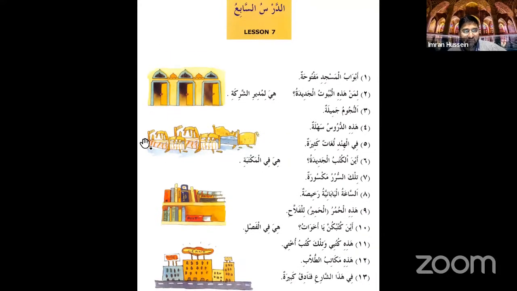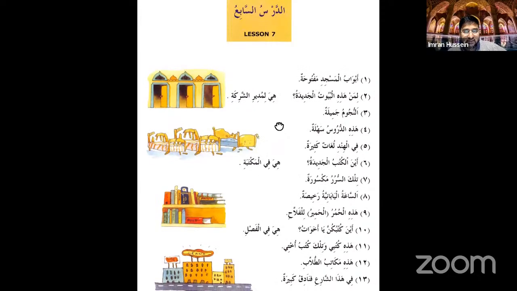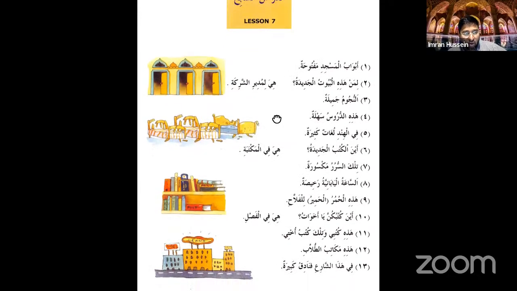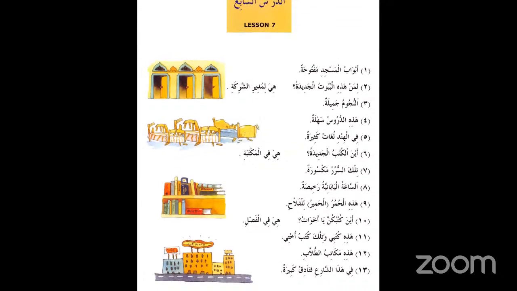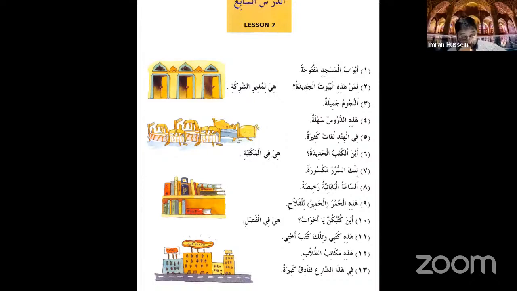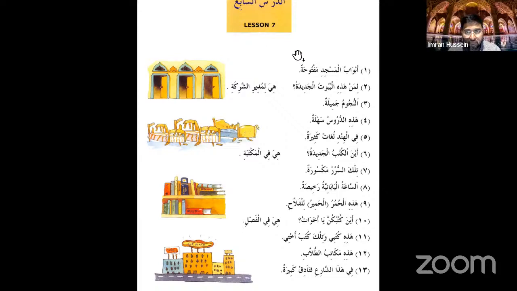Ad-darsu sabi'u, the 7th lesson. Sister Razia, come on the mic, and then I'll go to everyone. Read the first sentence, then I will ask you to translate, and then I'm going to ask you a question. Go ahead. Bismillahir Rahmanir Rahim. Abwabul masjidi maftuhatun. Translation: the doors of the mosque are open. Now the question is, Abwabul masjidi, what type of construction is this?